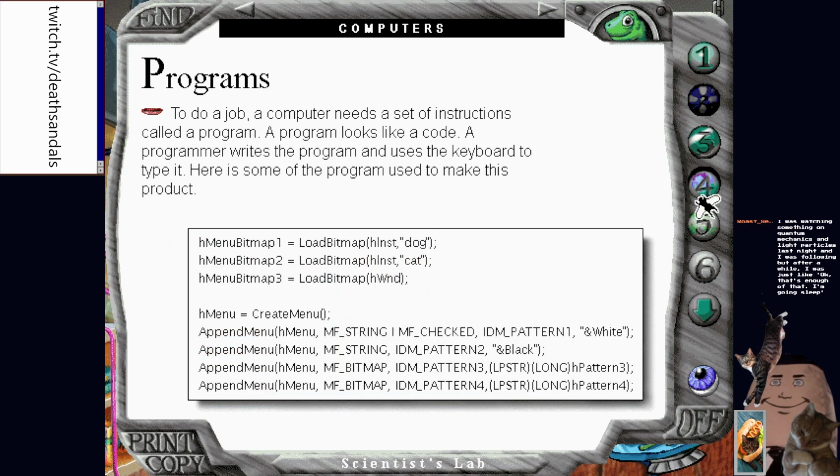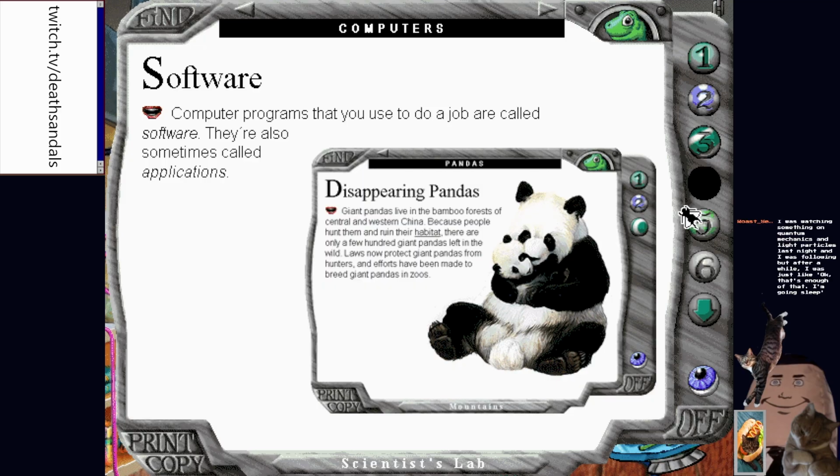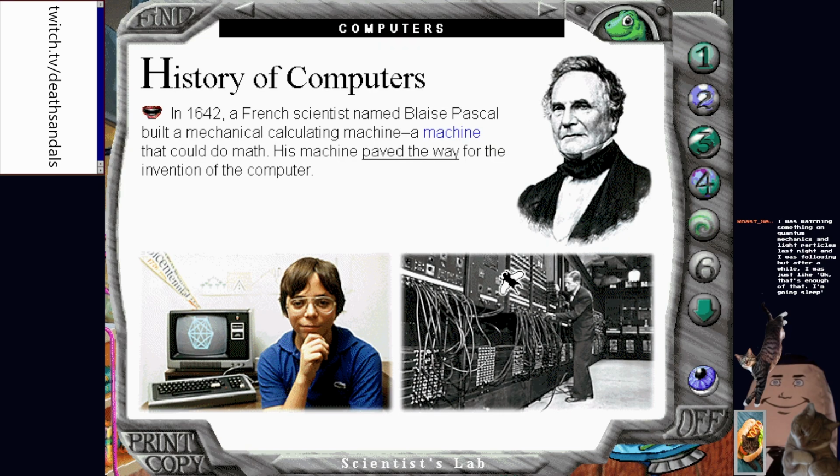Programs. Now we just learned about programs. Software. Computer programs that you use to do a job are called software. They're also sometimes called applications. Yeah, I still call them programs just because of Tron.